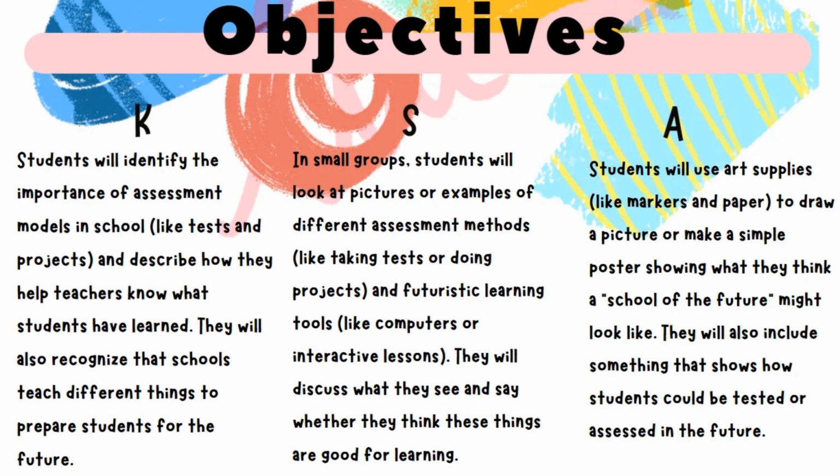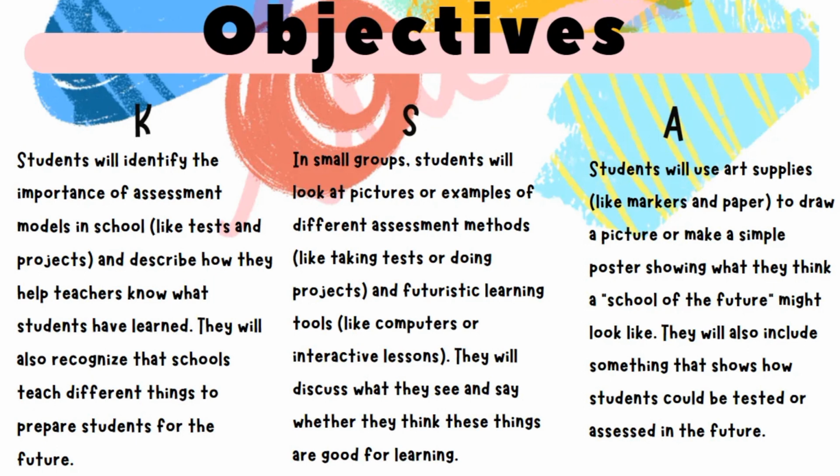In small groups, students will look at pictures or examples of different assessment methods like taking tests or doing projects, and futuristic learning tools like computers or interactive lessons. They will discuss what they see and say whether they think these things are good for learning.